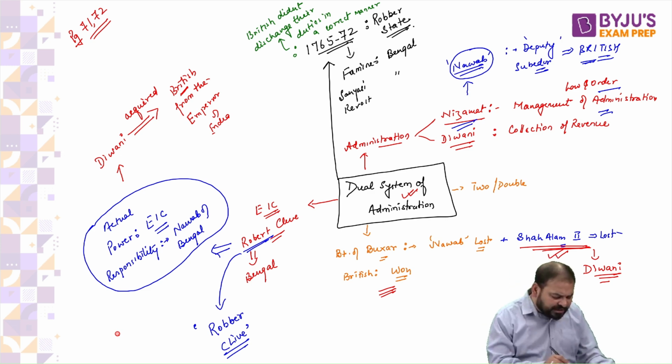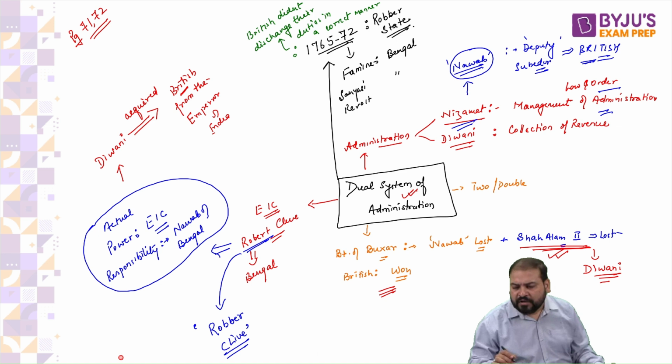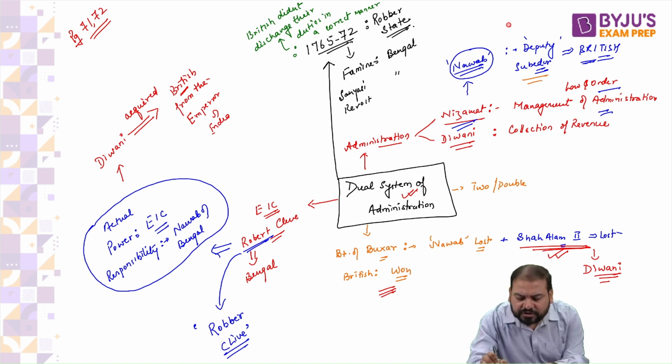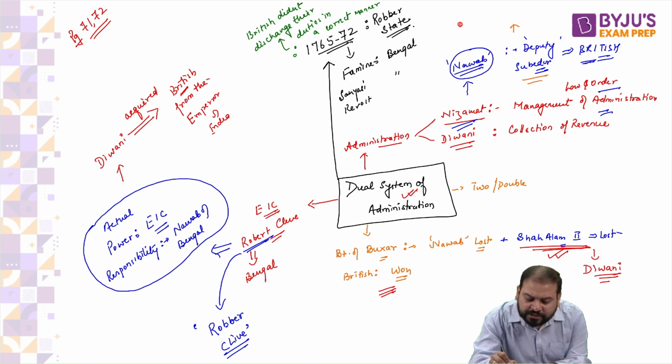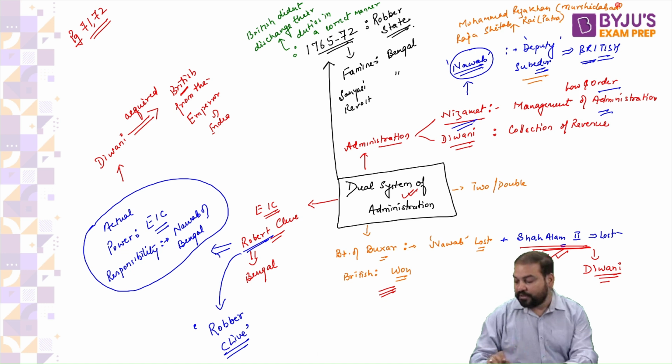No, that's not that important. But if you want to remember, for the deputy Subedar position, the Britishers had appointed two people. One was named Muhammad Raza Khan and another was Raja Shitab Rai. Raja Shitab Rai was appointed in Patna and Raza Khan was appointed in Murshidabad.